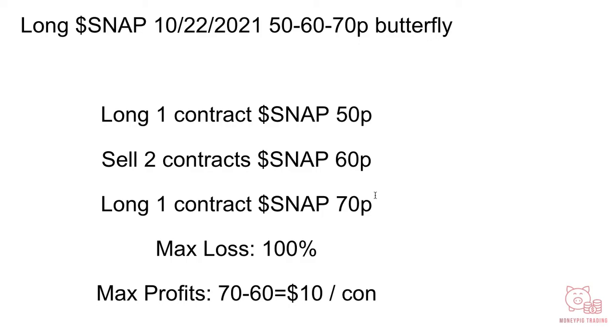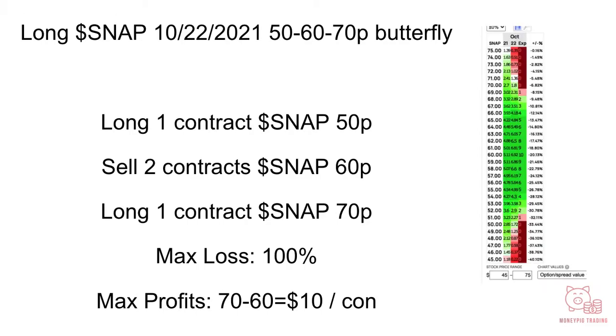However, the max profit can be very, very big because here our spread is very wide. Here 70 minus 60 in the middle contract is $10 per contract. That means the maximum price for this contract will be $10 if Snapchat closes at $60 on October 22nd, 2021 market close. Then this contract will max out the price at $10 per contract. And the other way to calculate is the middle price minus the lower strike, which is 60 minus 50, also $10. Again, that is the max price.